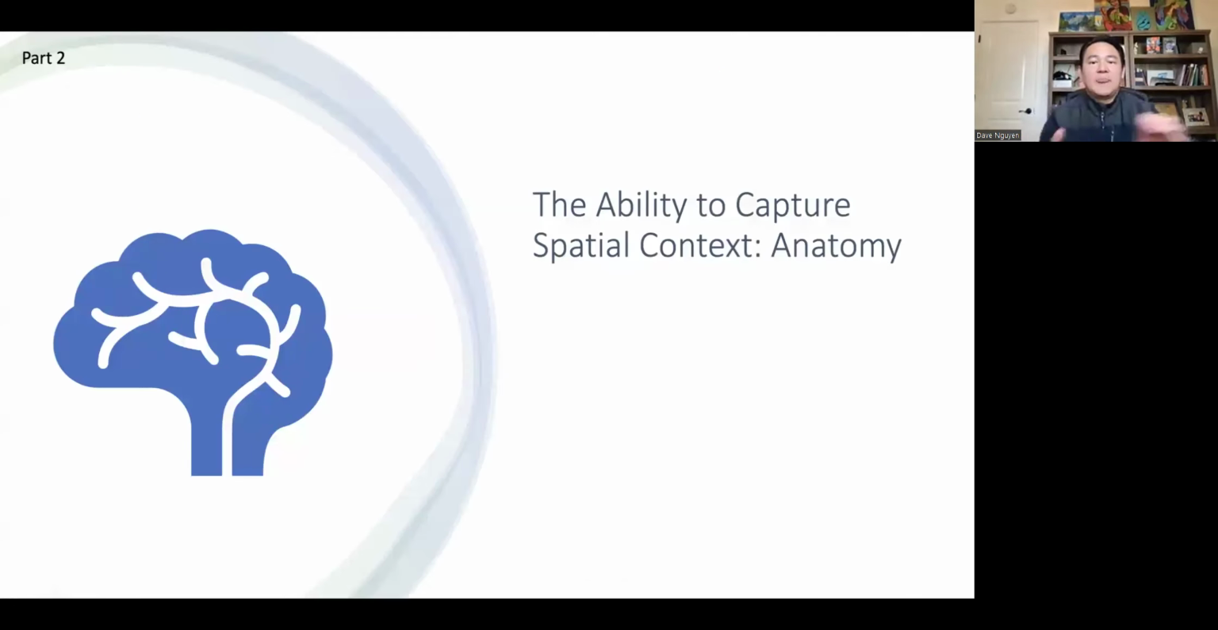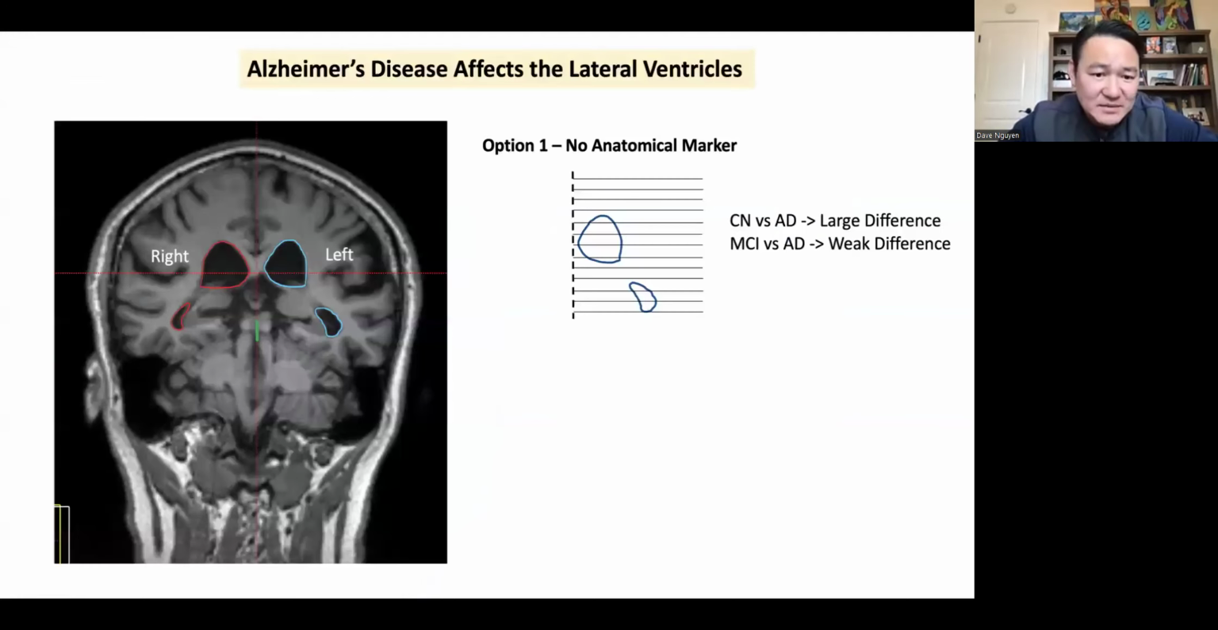So the first example we'll talk about of Shape Genie in health sciences, neuroscience, is capturing anatomical spatial context in Alzheimer's disease. So here is a cross-section of a structural MRI of the brain. And we measured the lateral ventricles here, outlined in red and blue. Okay, and we found that when we measure the shape as we extracted them, you see on the right, we applied the parallel grid system to it. And when we compared cognitively normal patients to Alzheimer's patients, we found a large difference, right?